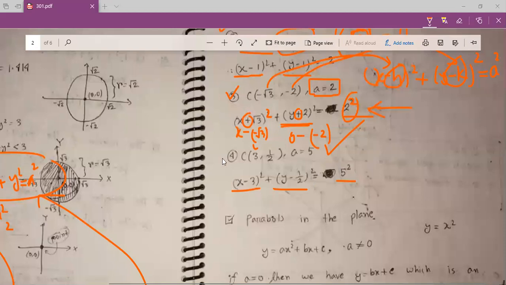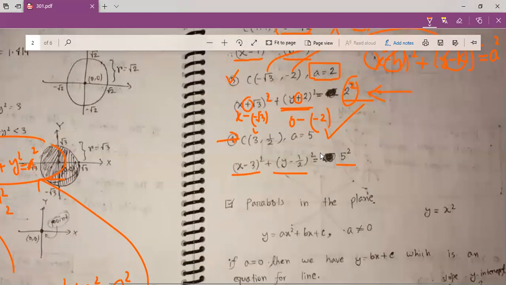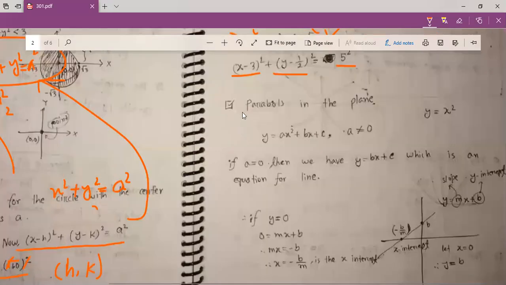So can we move forward? Yes, yes. Okay, so parabolas in a plane.